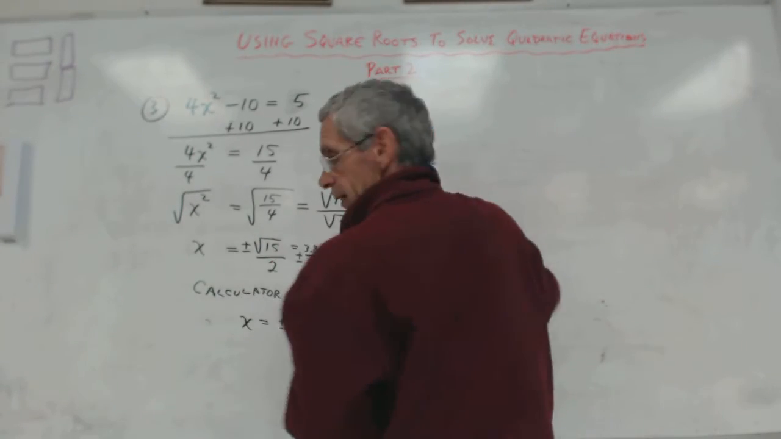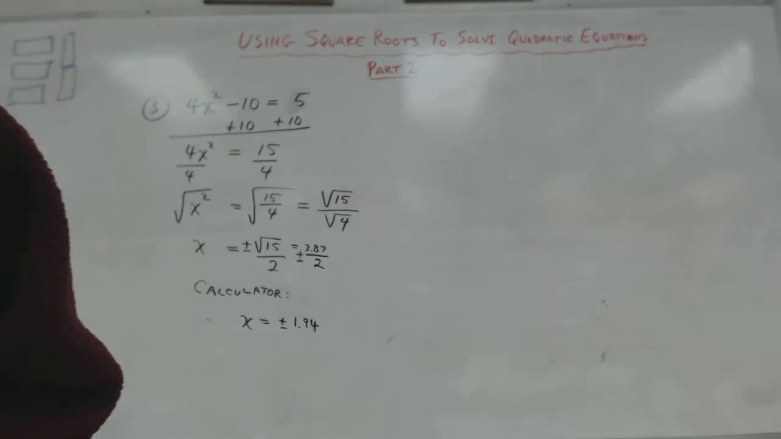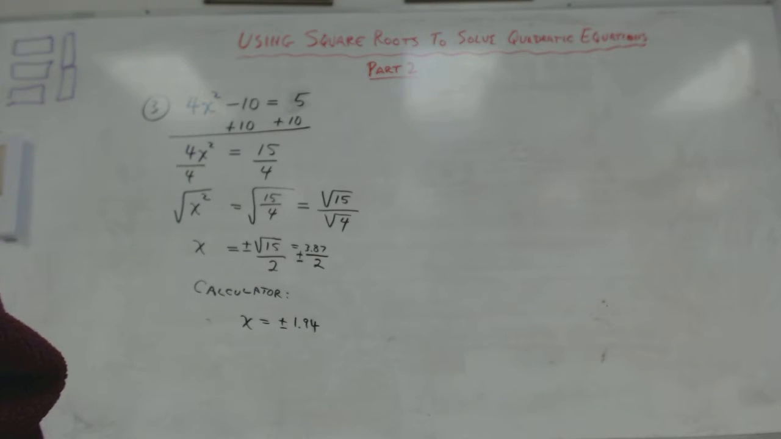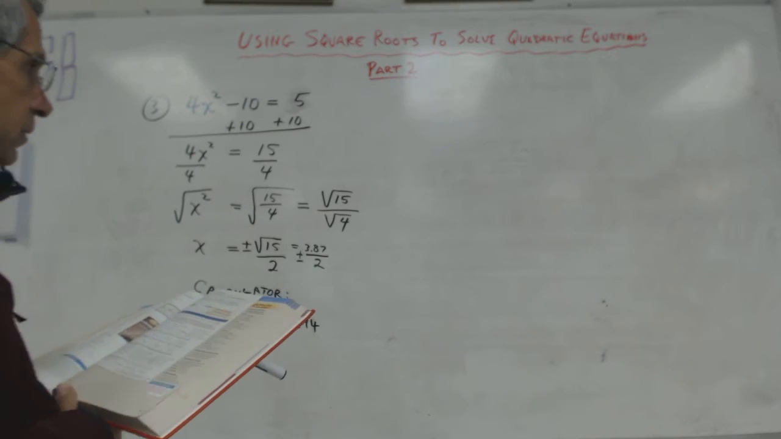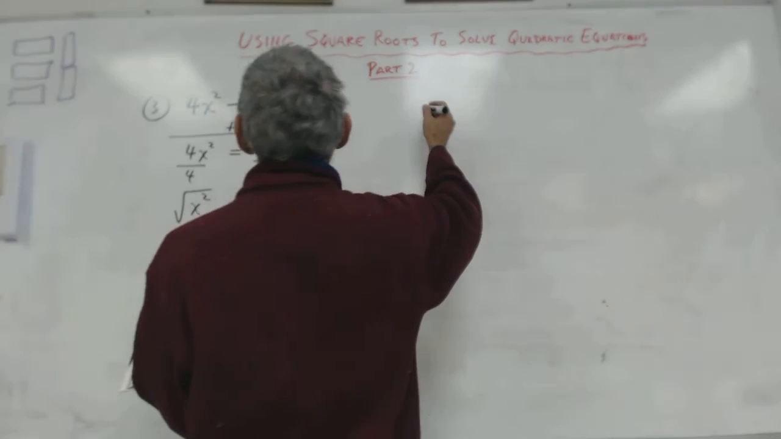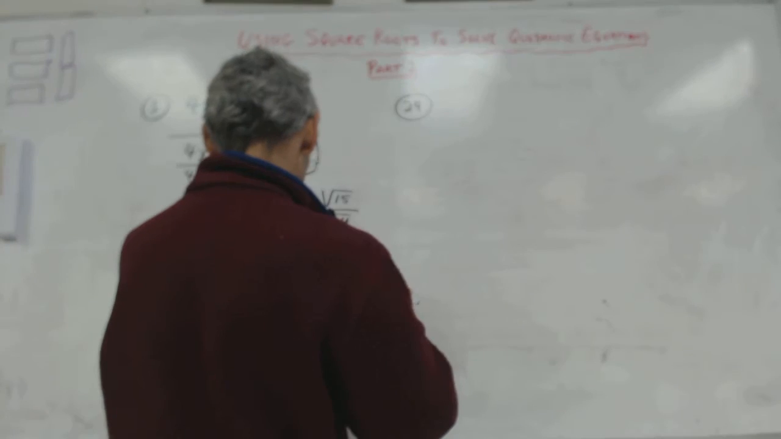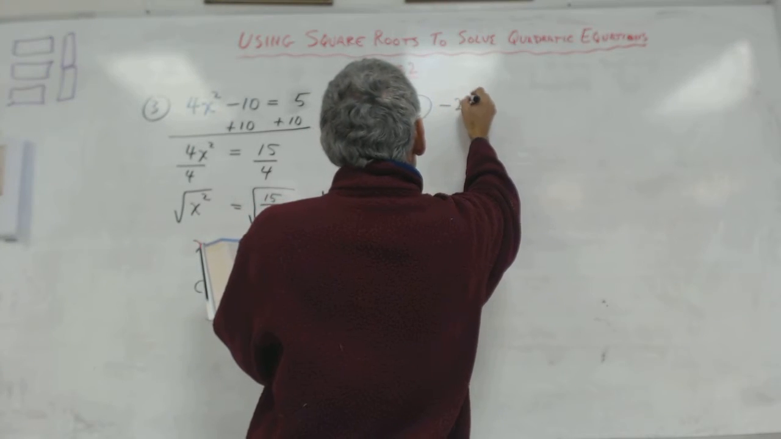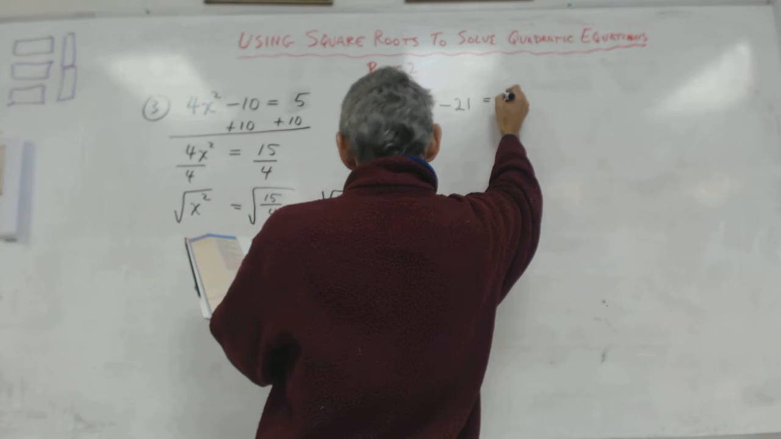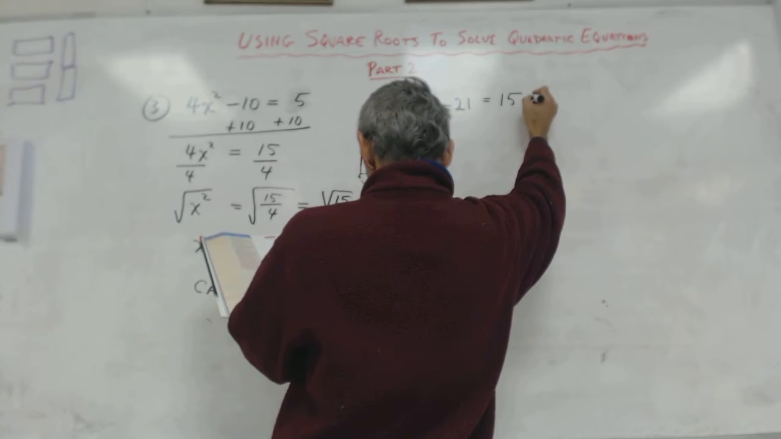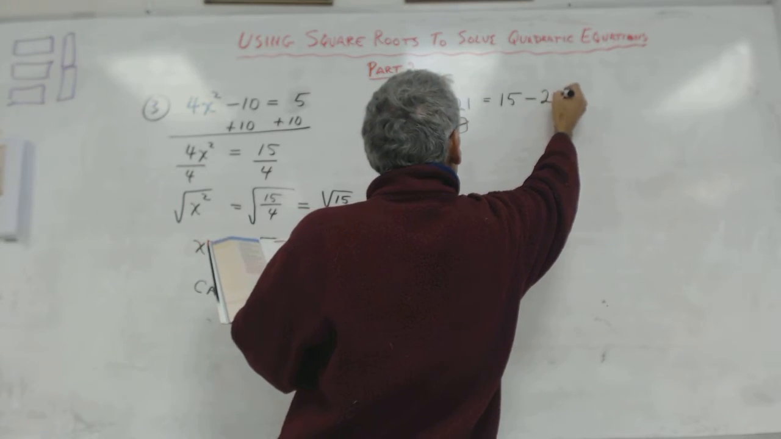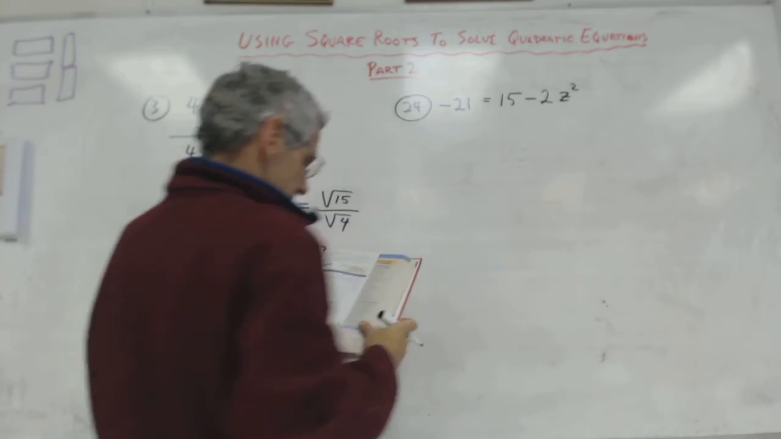3, and I think that may be all I need to do. Hang on, let me just look at these really fast. That seems like it. Well, actually, let me just show you one other. What if they gave you something like this? I'm going to do number 24 on the homework, just so you have it. Number 24, and it's -21 equals 15 minus 2z squared.